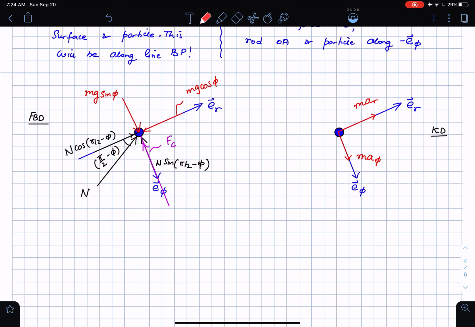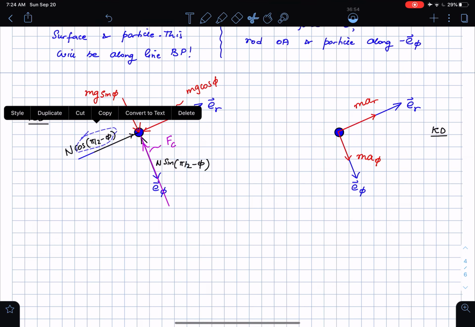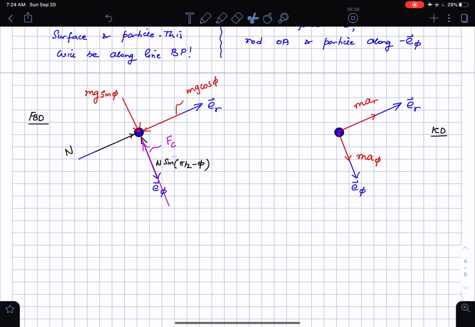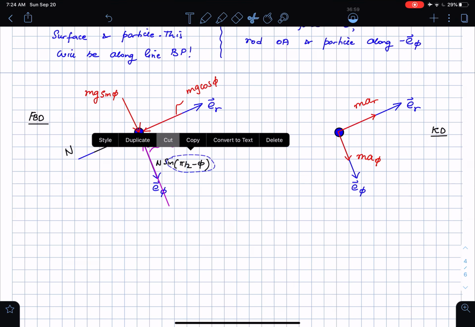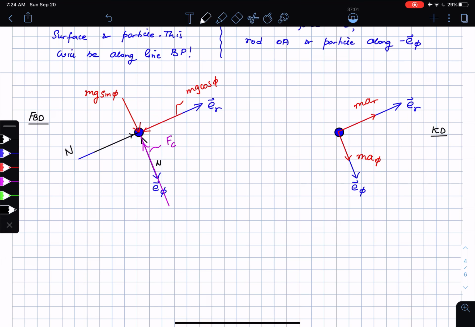Then I'm going to get rid of all of these. Apologies. Okay, cut that off, and then recognize that cosine of pi by 2 minus phi is sine phi. So I'm going to get rid of that and write it as sine phi. Sine of pi by 2 minus phi is cosine phi, so I'm going to get rid of that as well. So this is going to be cosine phi here, and this is going to be sine phi right there. And then of course I have the contact force as well.